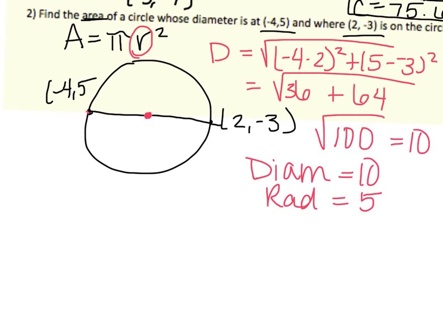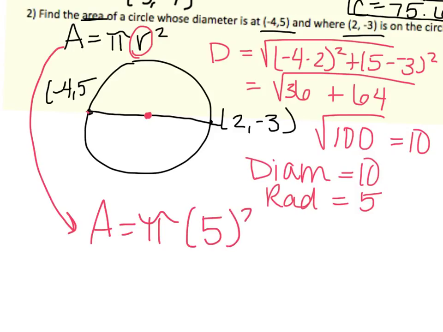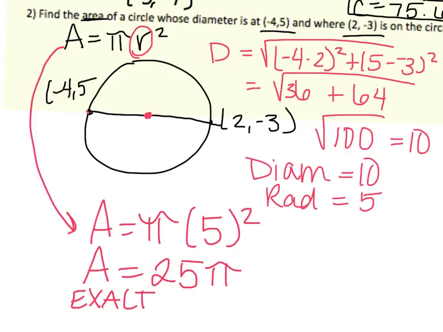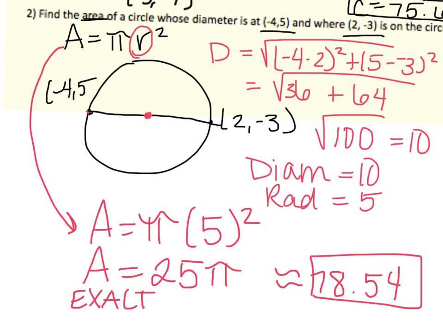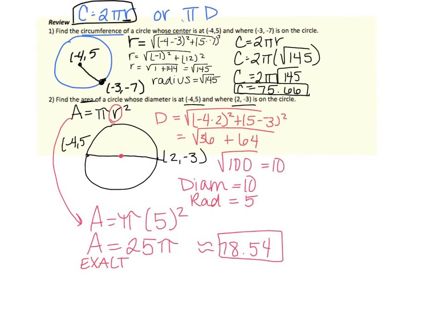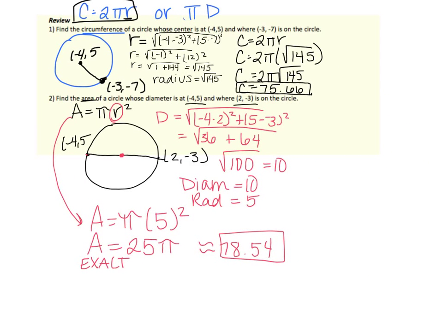Now that I have the radius, I can substitute it back into my area formula, which is A equals pi times the radius squared, so pi times 5 squared. If it asks for an exact form, you would say 25 pi, because we don't want decimals. If it asks you to approximate it, you would take your calculator and put in 25 times pi, which is about 78.54. I'll usually ask you to write 2 decimal places. So that's just a little review of how we're going to use the distance formula in relation to circles.